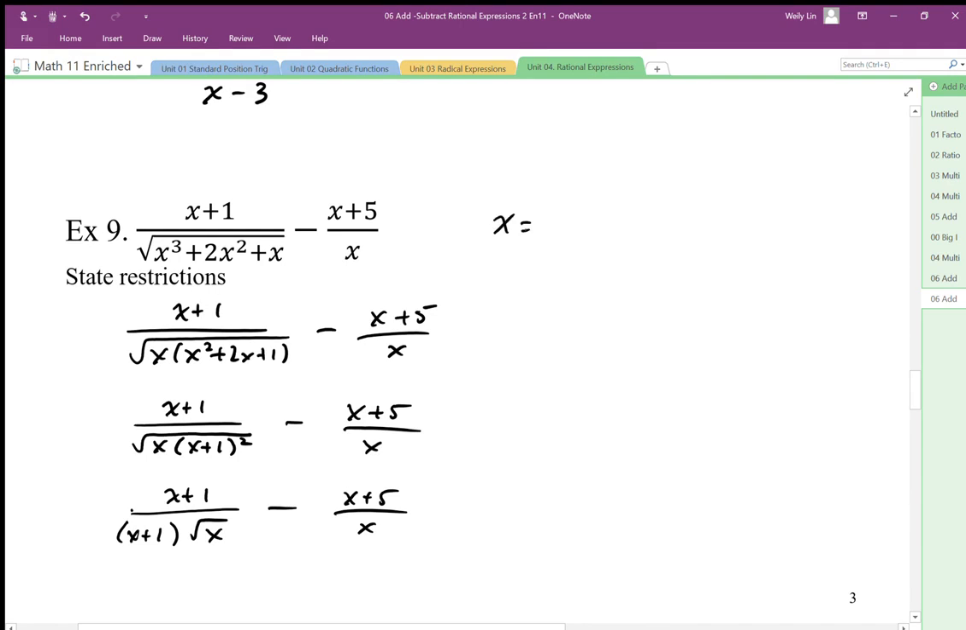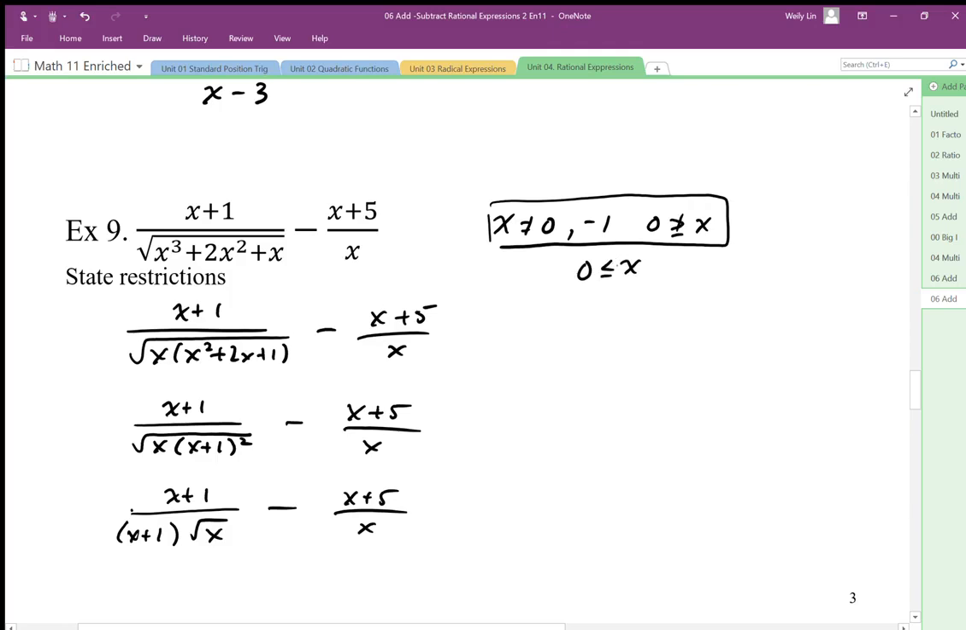X cannot be equal to 0, because I can't divide by 0, cannot be equal to -1, and x must be greater than or equal to 0. Okay, so maybe I should write it as not equal to, can't be less than 0. So if it can't be less than 0, then it has to be greater than 0. So all this restriction then means that x must be greater than or equal to 0.